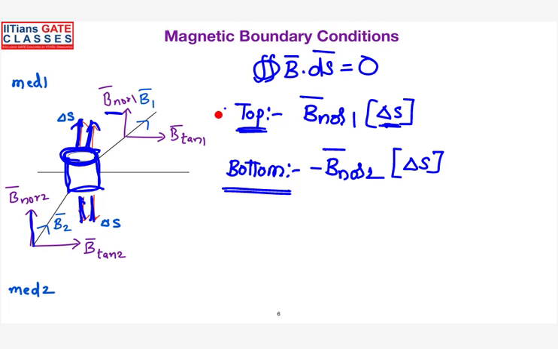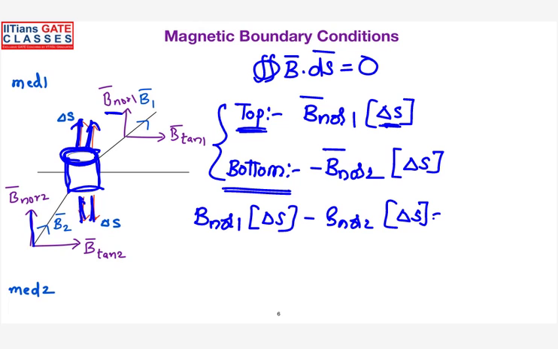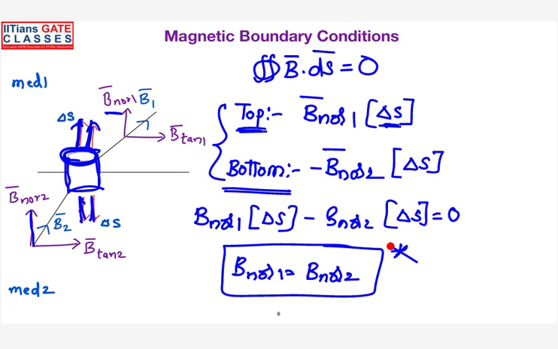So what will be the total net flux right now? The flux leaving the top plate plus the flux leaving the bottom surface. So you are going to get B normal 1 into delta S minus B normal 2 into delta S is equal to 0. So we'll get B normal 1 is equal to B normal 2. So when you go to magnetic fields, the normal component of the magnetic flux density remains the same. It doesn't matter how much current is existing on the interface. This is your second boundary condition.